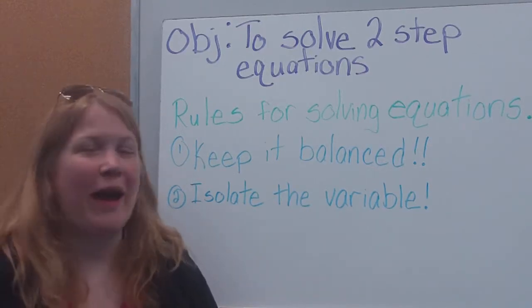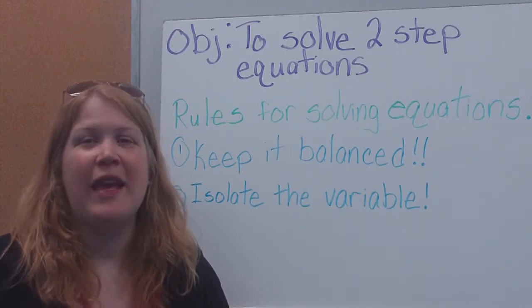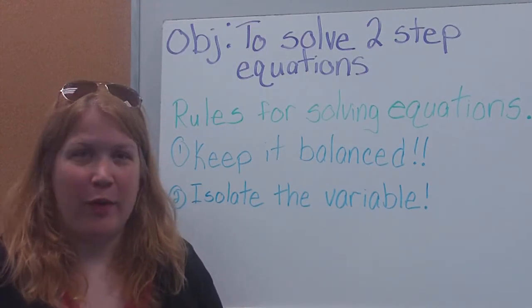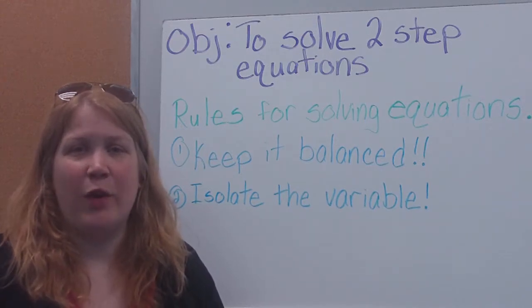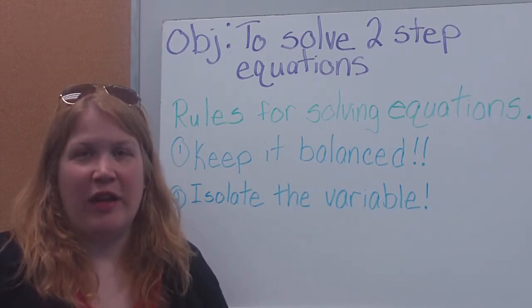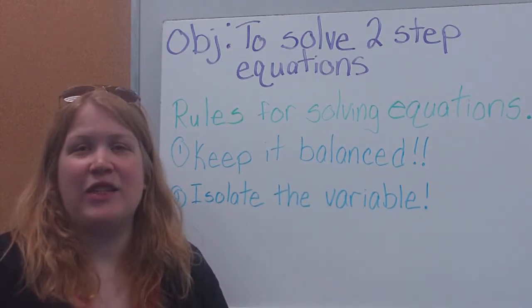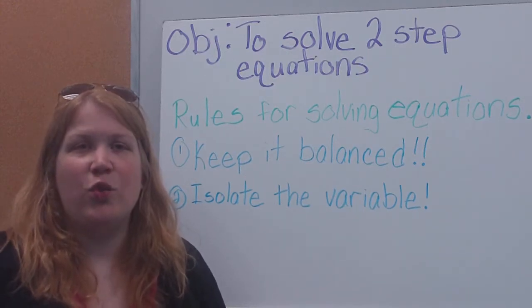Hey guys, welcome back. Today we're going to take all that we've learned about solving equations and solve two-step equations. In the last 4 lessons we just did one step to solve an equation. Only one operation was happening to our variable, so we undid it to get our answer. Today we're looking at two-step equations, meaning I'm going to have to undo 2 different operations to get to my answer.